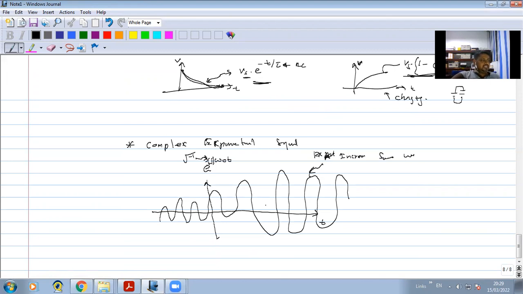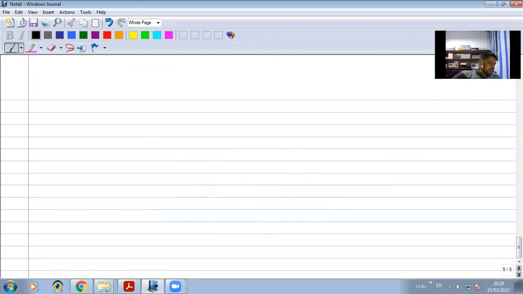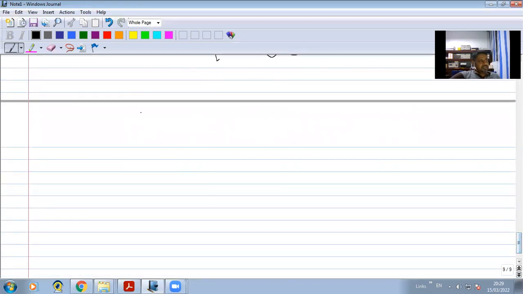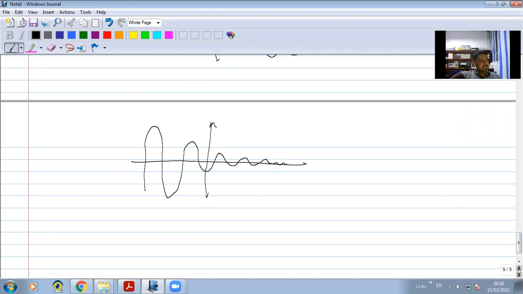And what if this is minus? It will be decreasing. So what happens if it is minus? It will be like this. So this is t, and this is e to the power minus j omega naught t. So this is an exponentially decreasing sinusoidal signal.